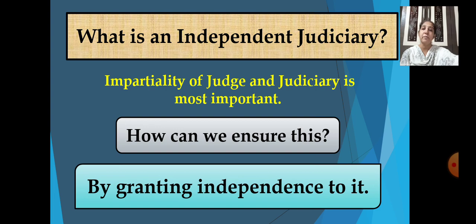If we talk about an independent judiciary, the impartiality of the judge and the judiciary is most important in this, right? Understand that, okay? It should be impartiality. A judge and the judiciary should not be partial, should be impartial to everyone. They should not see who is there in front of them, whether it's a common person, or a politician, or someone at a very high position. But how can we ensure this? By granting independence to it.